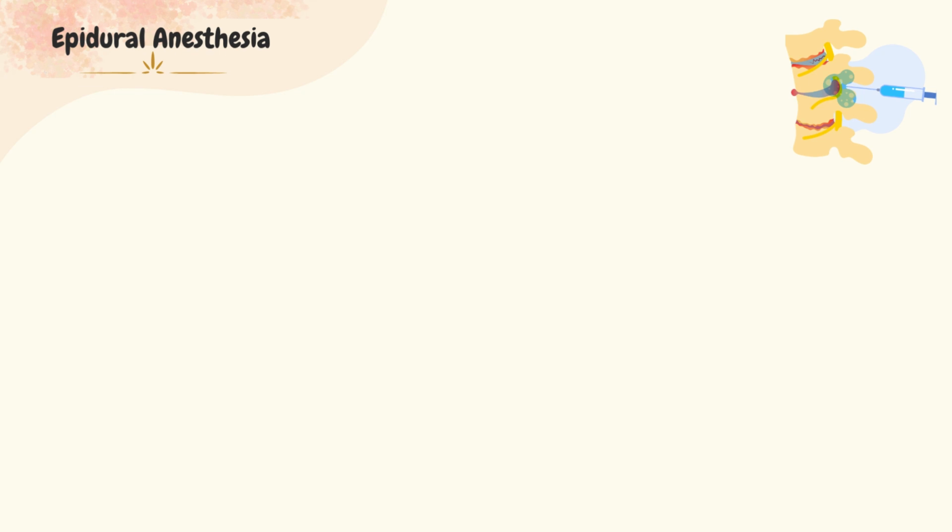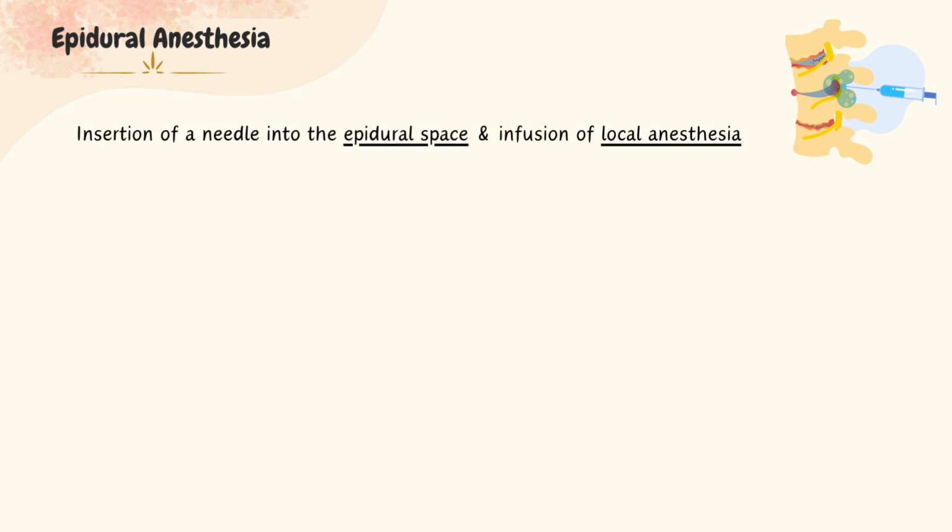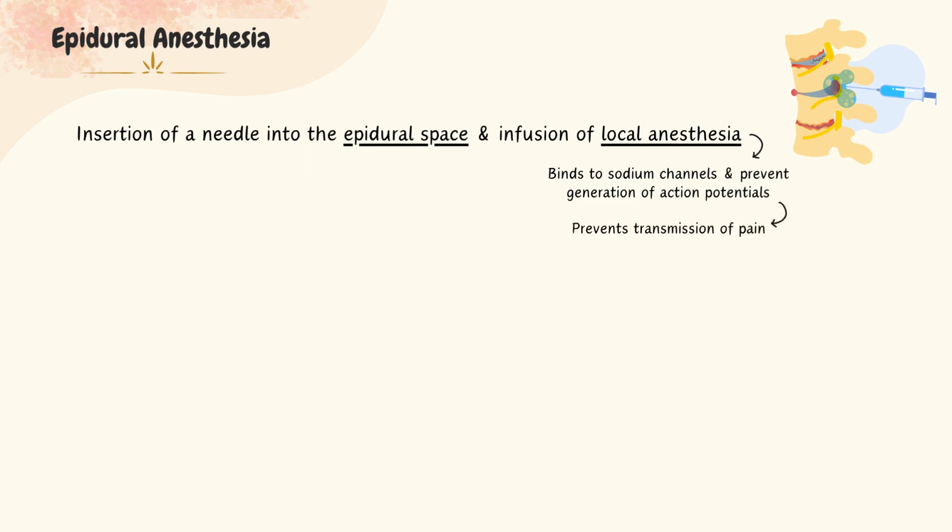Today's topic is epidural anesthesia. Epidural anesthesia involves insertion of a needle into the epidural space and infusion of local anesthesia to provide pain relief. Local anesthetics bind to sodium channels and prevent influx of sodium ions into the nerve cells, which prevents generation of action potentials and conduction of nerve impulses. Therefore, the pain message cannot be transmitted along the spinal nerves.